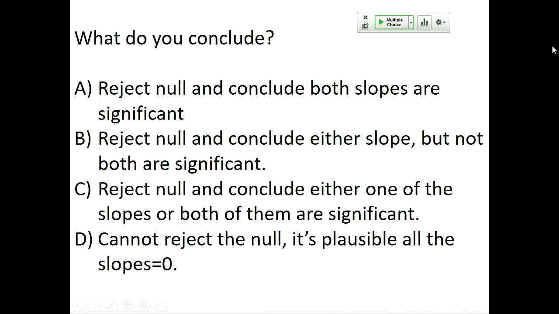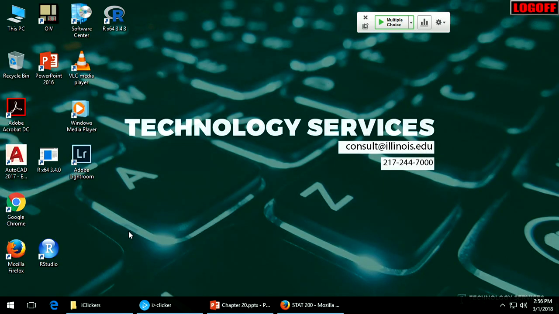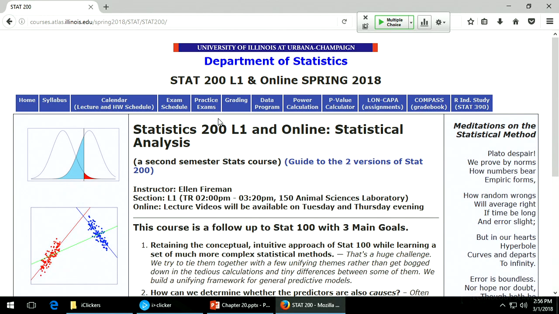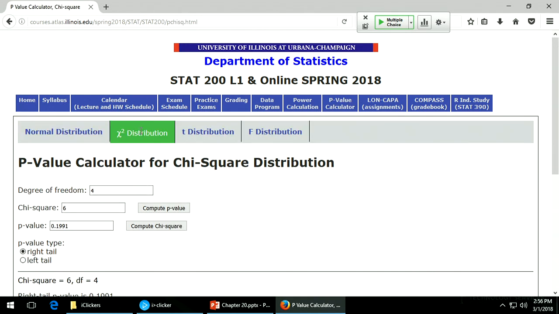And so let's get rid of this. Escape. And get down here and pull up our p-value calculator. Okay, so we're on a chi-square distribution. We have 2 degrees of freedom. And we have a chi-square statistic of 66.81. Let's see what we get. So we're going to compute the p.